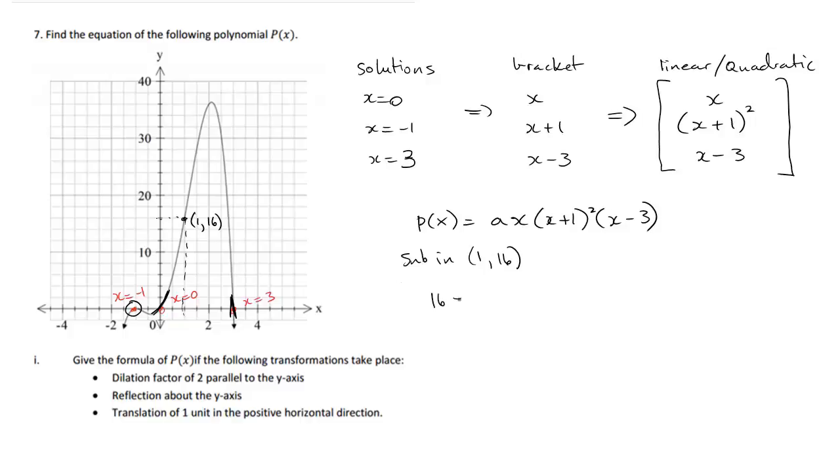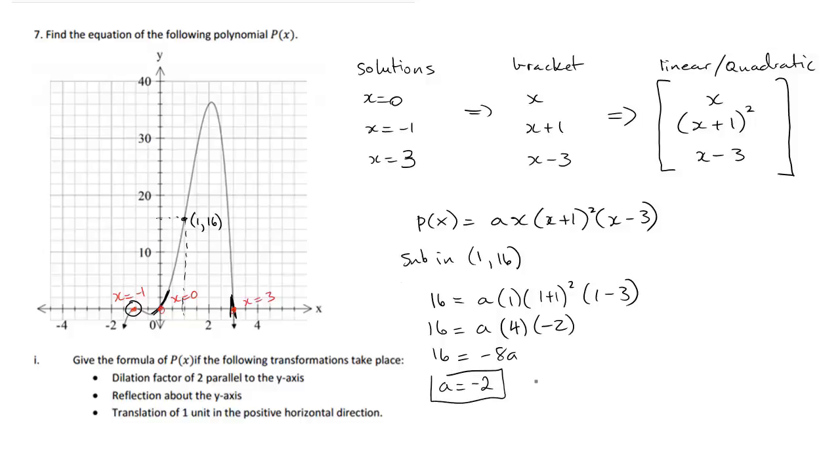So you can go 16 equals a times 1 plus 1 squared, and then 1 minus 3. So 16 equals a, that's 2 squared, which is 4. That's negative 2. That's negative 8. So a is negative 2. So our polynomial is P(x) equals negative 2x, and so on. That is our polynomial.